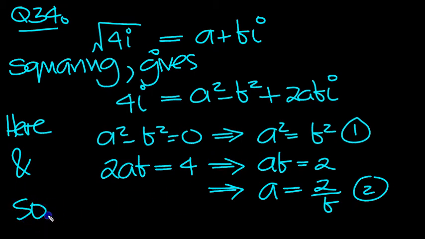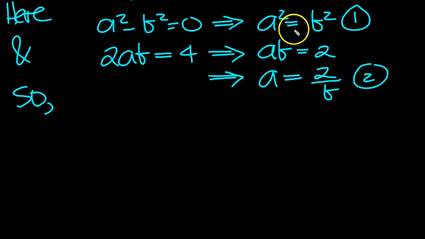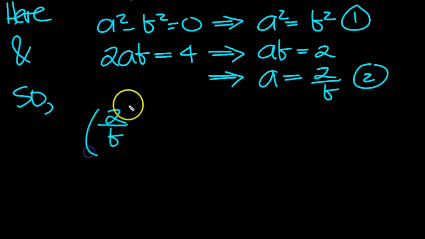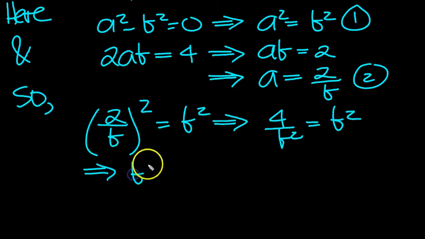So let's just do substitution then. 2 into 1 gives, let's turn our attention to this, a squared is 2 over b squared. That's a squared equals b squared. So we get 4 over b squared then is equal to b squared. So that tells us that b to the 4, when we move the b squared up from divide to times, and read from right to left.